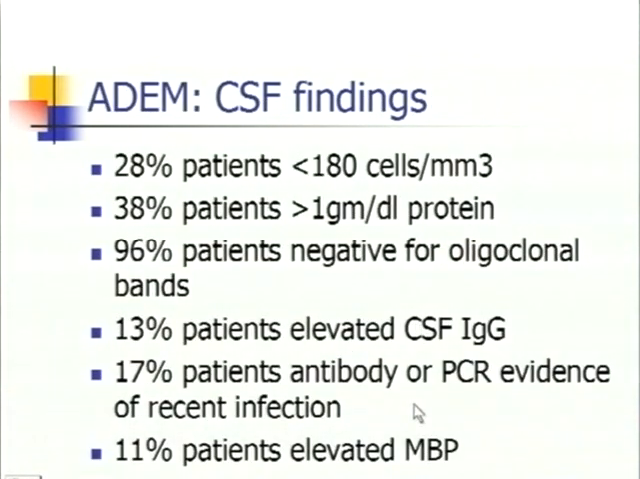In ADEM, about 30% of the patients will have fewer than 180 cells in the CSF. The protein can be elevated in about 40% of the kids. But most importantly, oligoclonal bands, the synthesis of antibodies within the central nervous system, are negative in about 96% of the patients.